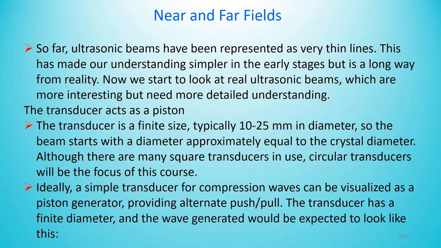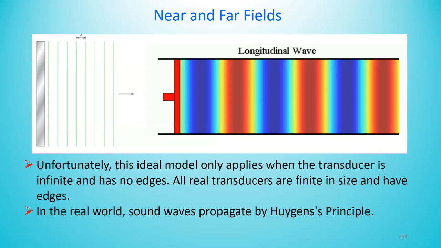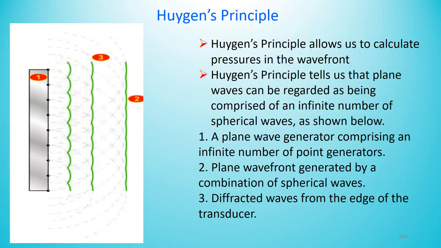So, near and far fields. In the real world, sound waves propagate by Huygens principle, which allows us to calculate pressure in the wavefront. Huygens principle tells us that plane waves can be regarded as comprising an infinite number of spherical waves, as shown below. A plane wave generator comprises an infinite number of point generators. From the source, points 1, 2, 3, 4, 5, we consider many points, and all are combining into an infinite number of spherical waves.